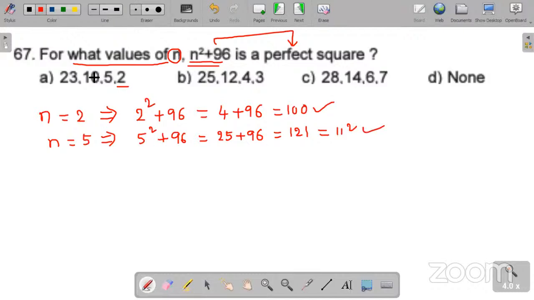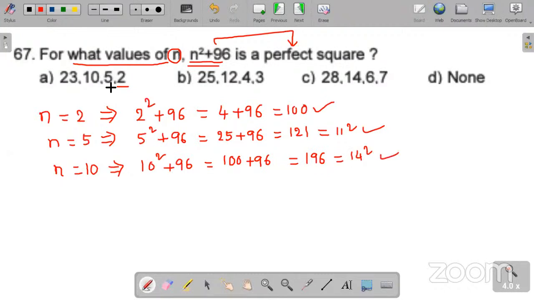It's a perfect square. Now n is equal to 10. If you put n is equal to 10, what do you get now here? 10 squared plus 96. 10 squared means 100, plus 96 is 196. 196 is the square of 14. 14 squared. Yes, it's also a perfect square.